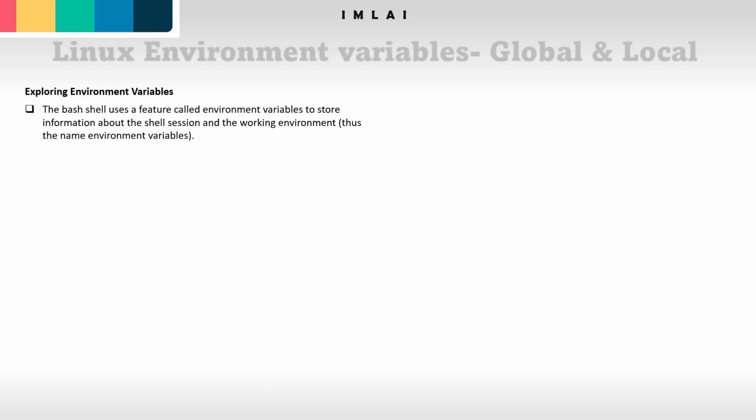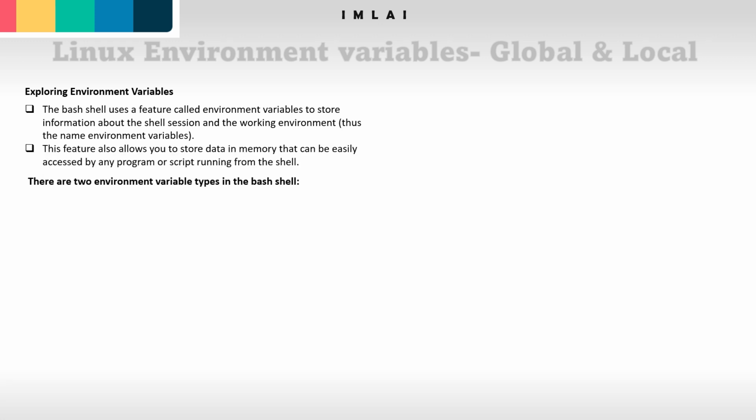The bash shell uses a feature called environment variables to store information about the shell session and the working environment. This feature also allows you to store data in memory that can be easily accessed by any program or script running from the shell. It's a handy way to store needed persistent data.